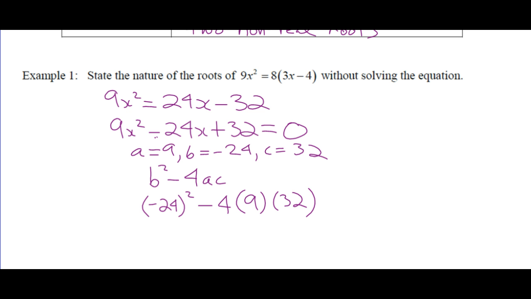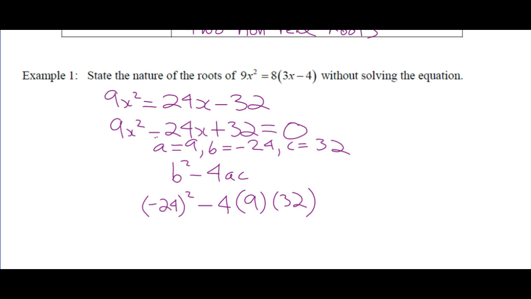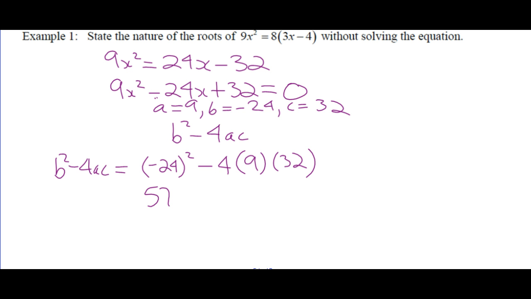Okay, negative 24 squared is 576, right? Yeah. Okay, so 576. So, I want to move that over. Let's just write this. I'm going to go b squared minus 4ac is equal to, okay, so what do we got? 576, so 4 times 9 times 32 is 1,152. What's 576 minus 1152? Negative 576.